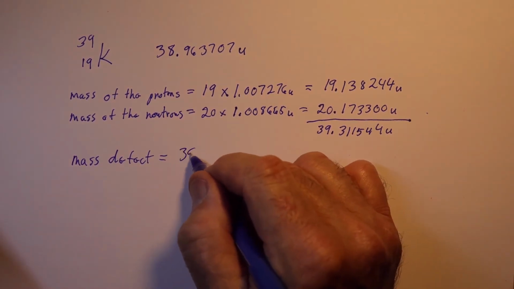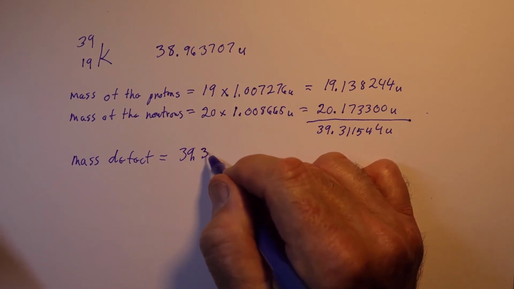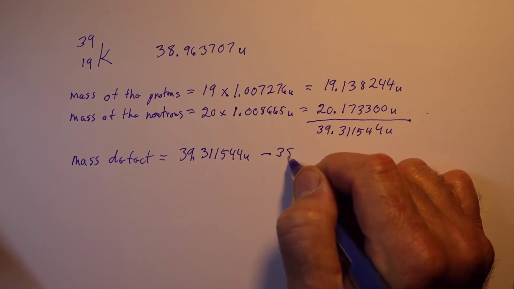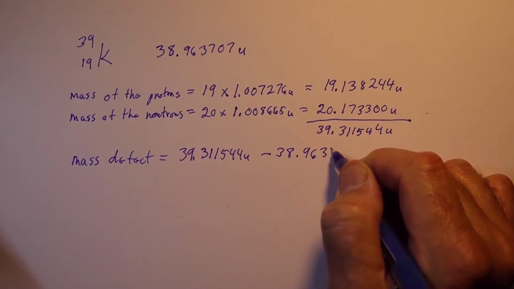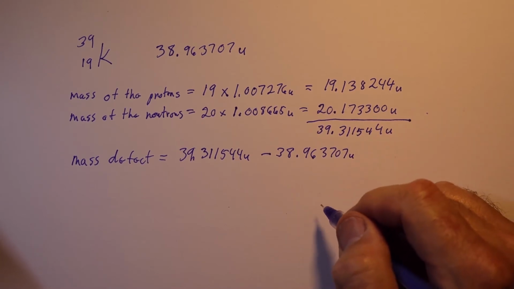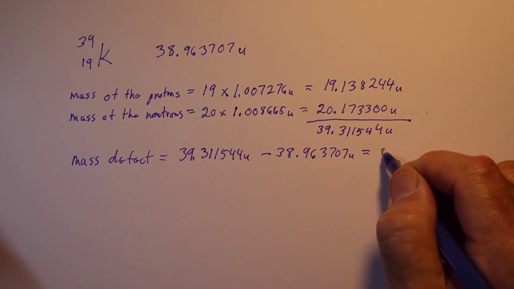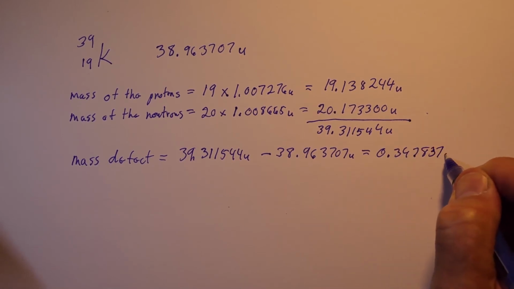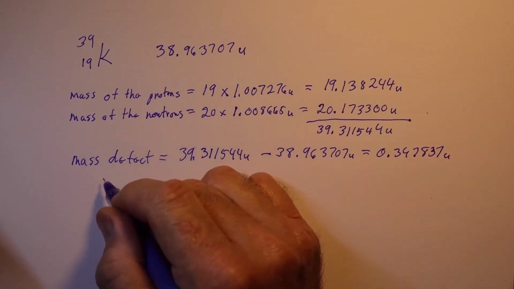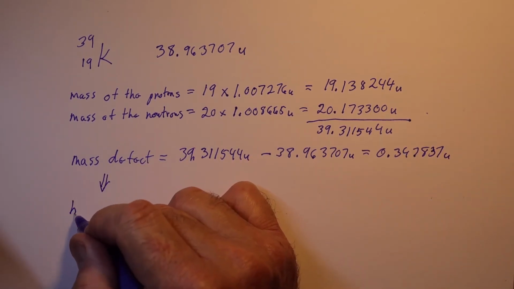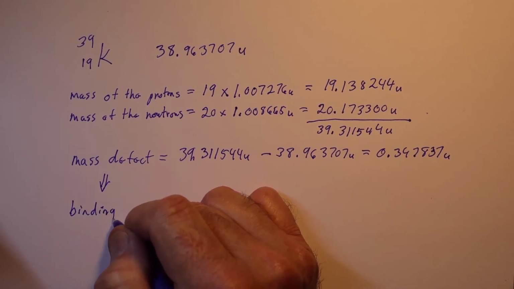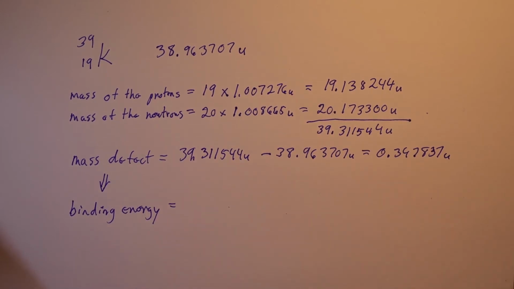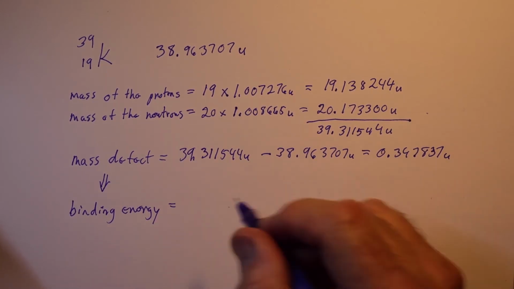And so that's going to be 39.31154 atomic mass units minus 38.963707 atomic mass units. And when we do that subtraction, we get 0.347837 atomic mass units. And again, that mass defect is the binding energy that's holding the nucleus together. And now we just want to convert it to megaelectron volts.